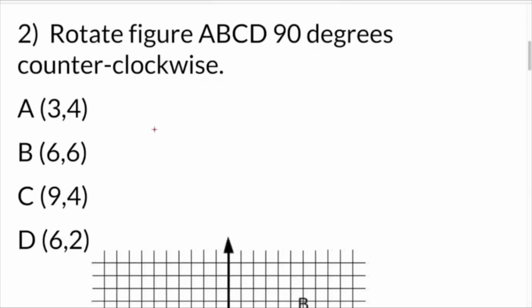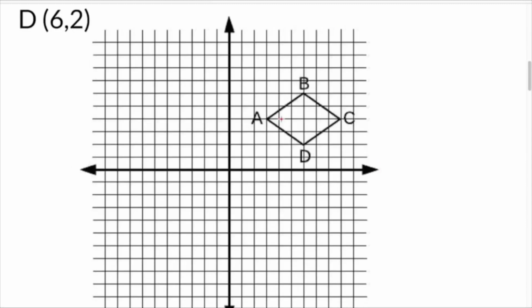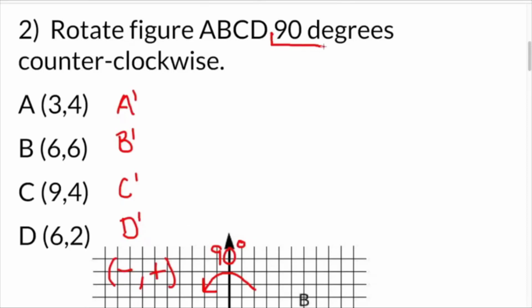Number 2 on our rotation rules for math worksheet tells us to rotate figure ABCD 90 degrees counterclockwise. Here is figure ABCD. We have to rotate it 90 degrees counterclockwise. Counterclockwise is in this direction, so it spins counter to the way the hands of a clock spin. We're going to go 90 degrees, and everything in this quadrant has a negative x value and a positive y value. Now we know that every time we rotate 90 degrees, we have to flip-flop the x and the y coordinates. So in this case, we're going 90 degrees counterclockwise, so our 3, 4 will become 4, 3.